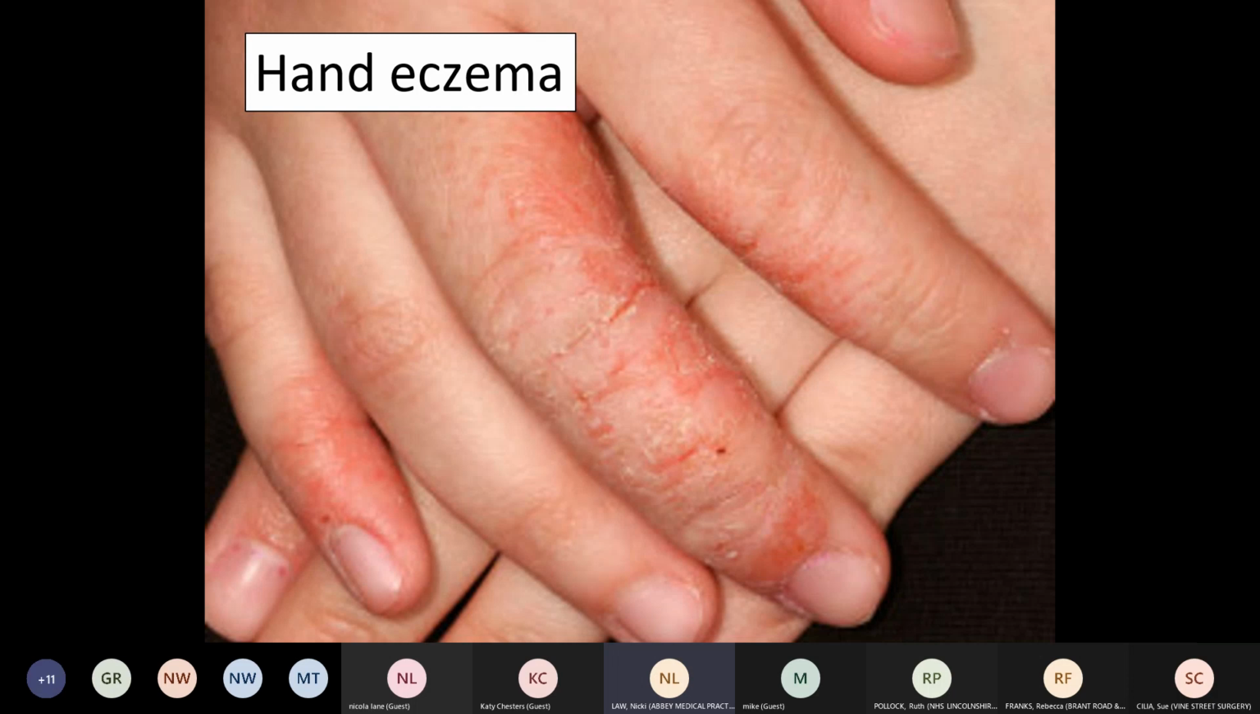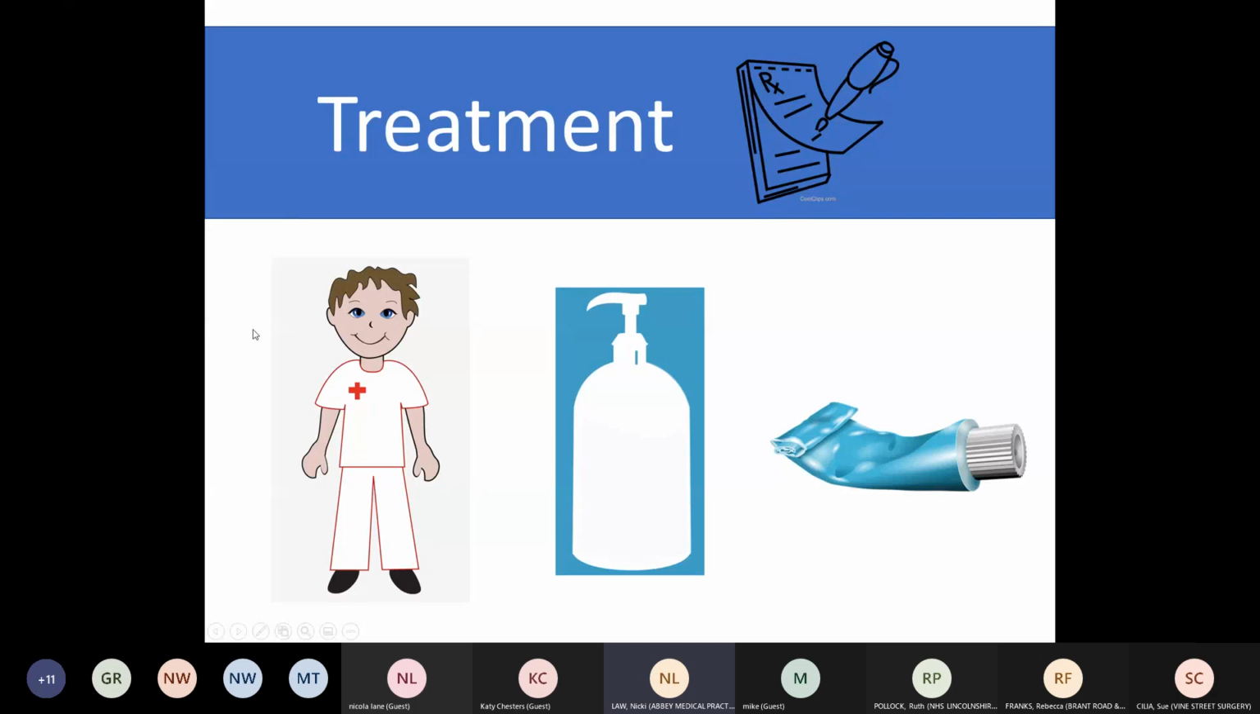And occupation wise, that can be a big issue because things like hairdressing, where your hands get wet a lot, nursing is another one where people wash their hands a lot. It can have a big impact on your occupation if you've got bad hand eczema. What do you know about treatment of hand eczema or contact dermatitis?